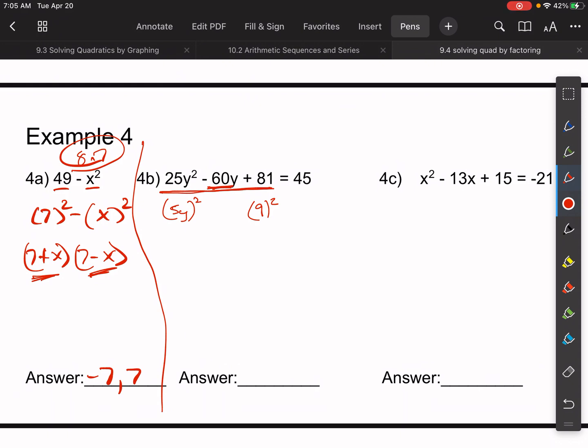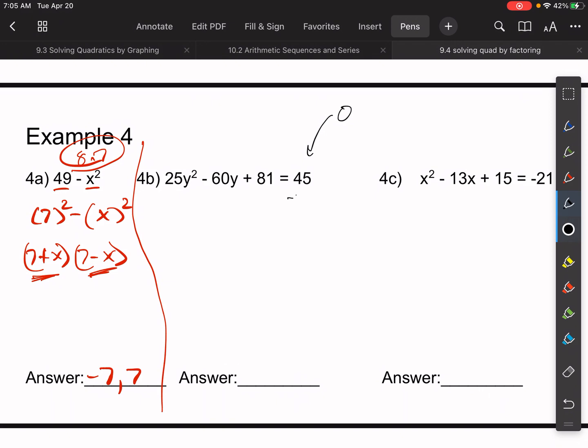So what I would have to do then is, what happens if I subtract 45 from 81 to make that equal to 0? If I took 81 and subtracted 45, I got 36. Okay, so notice I tried it this way. It did not work out for my perfect square trinomial. And remember, when I'm solving this, I always want this to equal 0 eventually anyway.